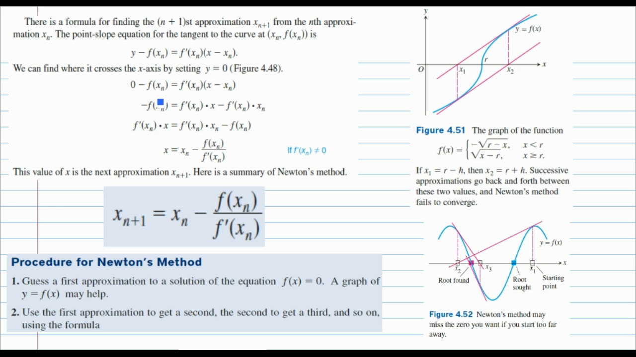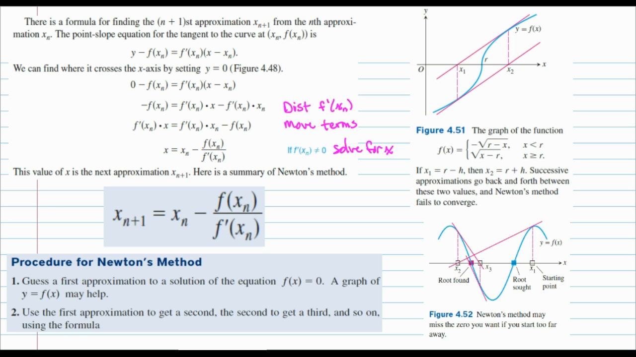And now we can just rearrange some things. Just a little bit of algebra gets us this nice, neat formula to find a new x value. You're going to take your first x value and subtract f of x sub n divided by the derivative at x sub n. That's it. And we're going to follow this procedure over and over and over again.